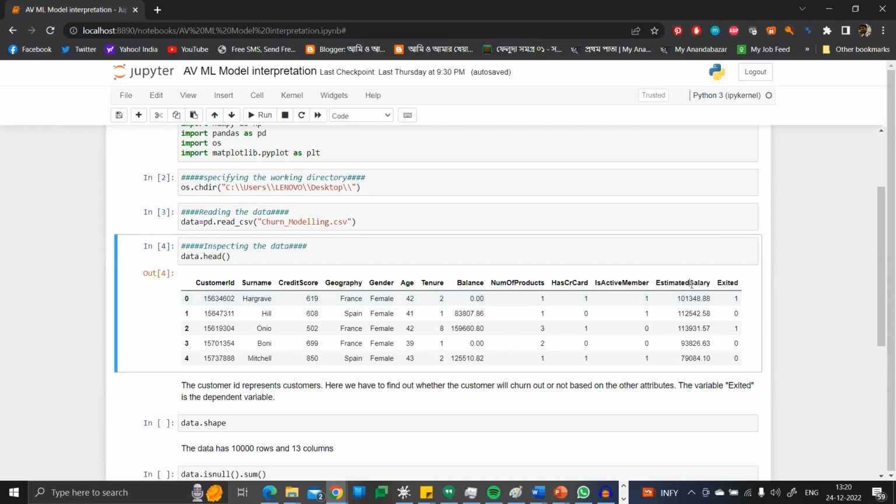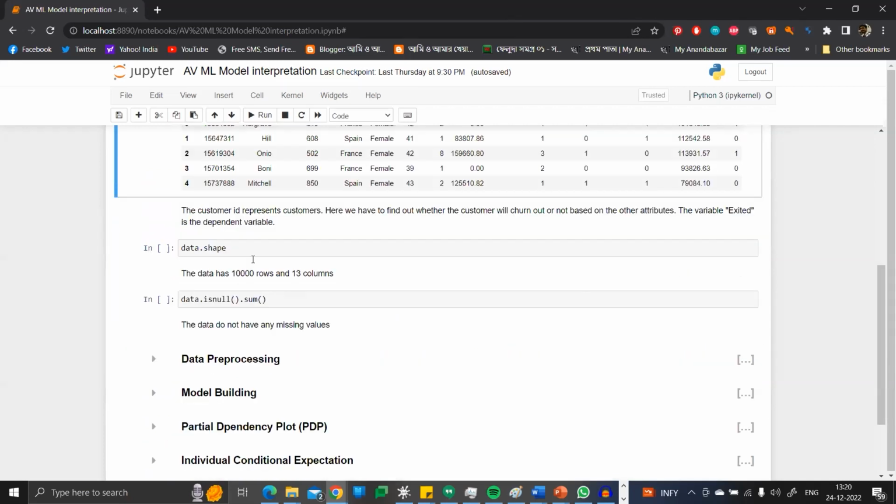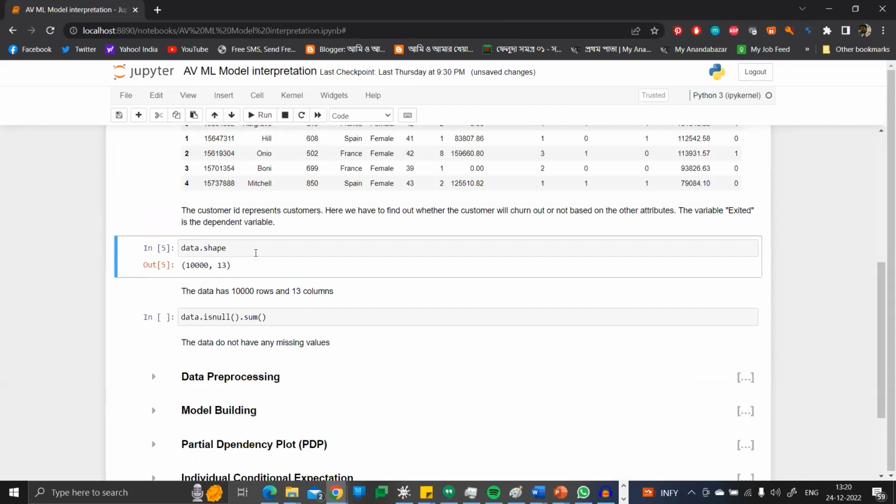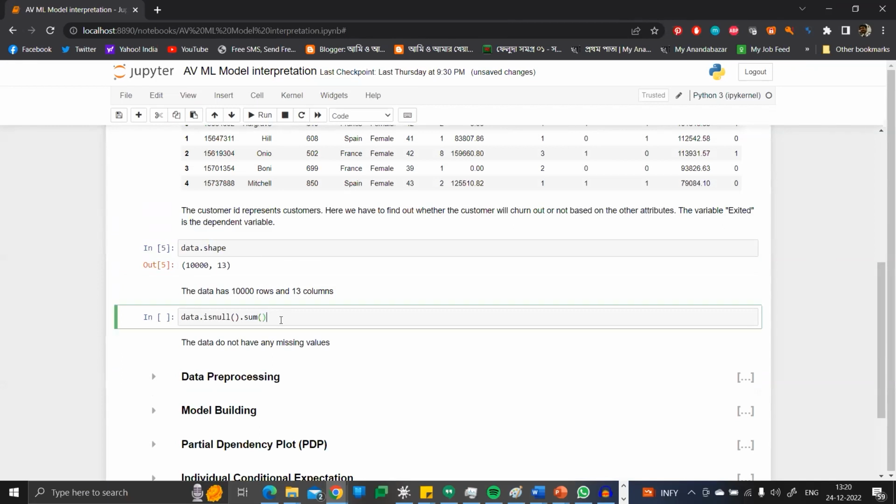This is the estimated salary. Okay, and this is the variable that we are going to predict. So this is the dependent variable, which is like if it is 1, then your customer is going out, and if it is 0, then your customer is not going out. So the data has around 10,000 rows and 13 columns.